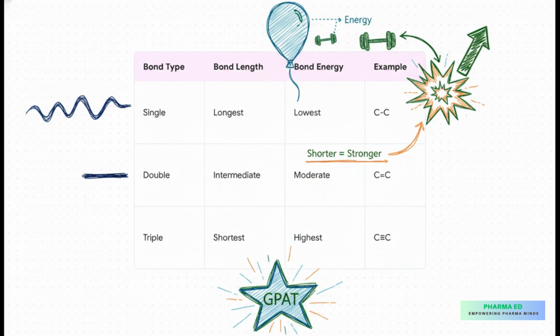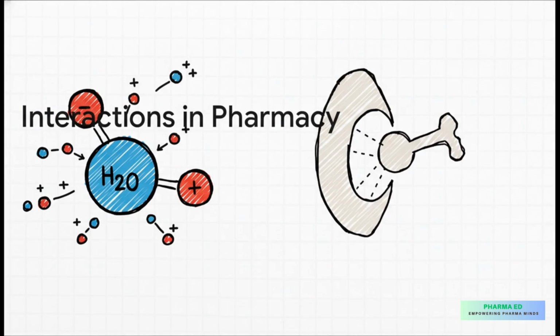Notice the trend here. The single bond is the longest, but it has the lowest energy. That means it's the easiest to break. But as you move to a double and then a triple bond, look what happens. The bond gets shorter and shorter, but the energy needed to break it gets higher and higher. The takeaway? Shorter bonds are stronger bonds. Remember that. Right, so beyond those basic covalent bonds, there are two other interactions that are absolutely critical in pharmacy.